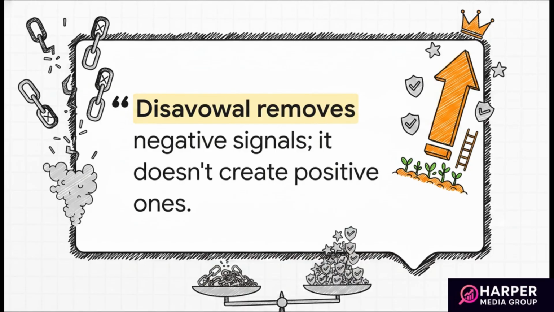Now listen to this pro tip, because it's a trap a lot of agencies fall into. Disavowing spam links just clears the field. It removes the negative signals. But you still have to actively improve the content and build legitimate signals to actually win the game.